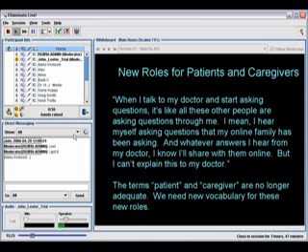So the very interesting thing is, and this is actually a quote from a patient that I talked to a long time ago. You're seeing new roles also for patients and caregivers, and I love this quote. This woman said, "When I talk to my doctor and start asking questions, it's like all these other people are asking questions through me. I hear myself asking questions that my online family has been asking, and whatever answers I hear from my doctor, I know I'll share them with my friends online, but I can't explain this to my doctor."